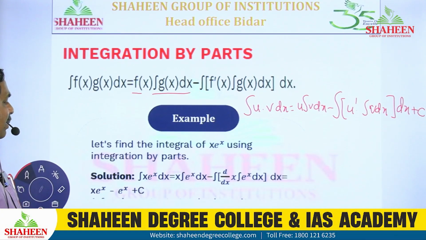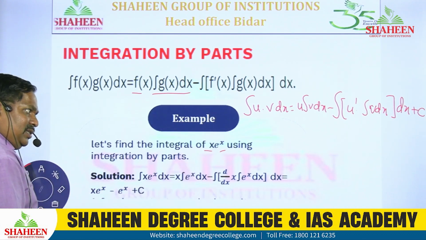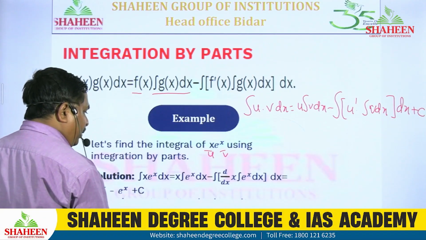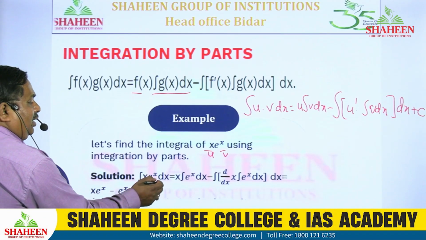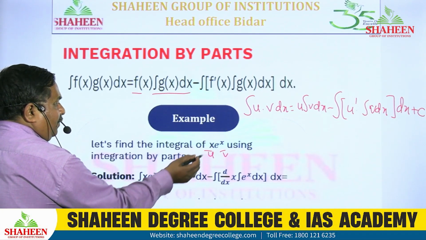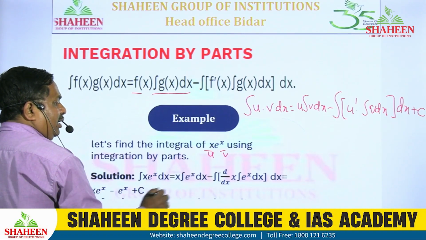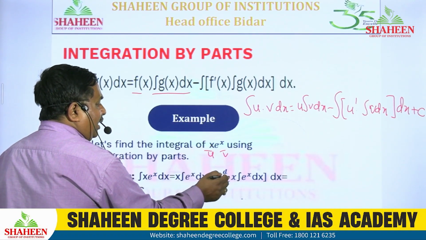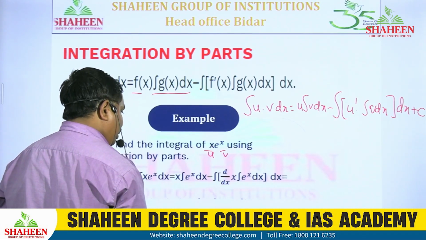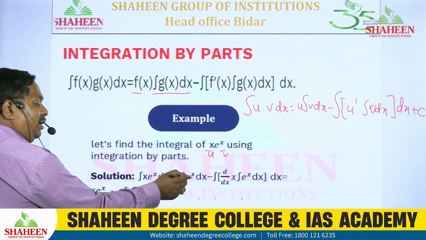For example, we are integrating x into e power x. One of these two we are considering u, another one is v. The integration of u into v is u as it is, that is x as it is, times integration of v, that is e power x dx, minus whole integration of derivative of x into integration of e power x, into dx.